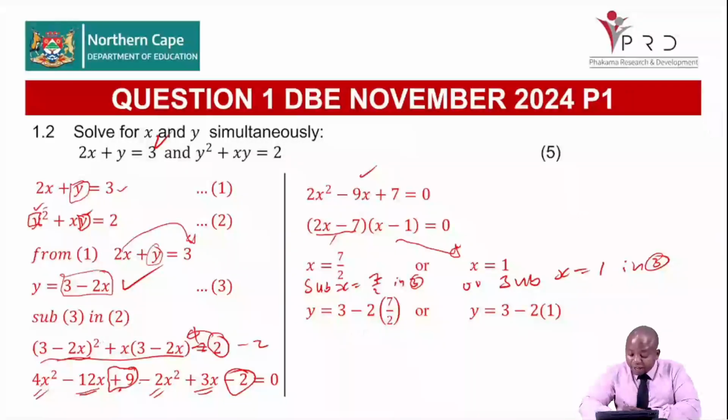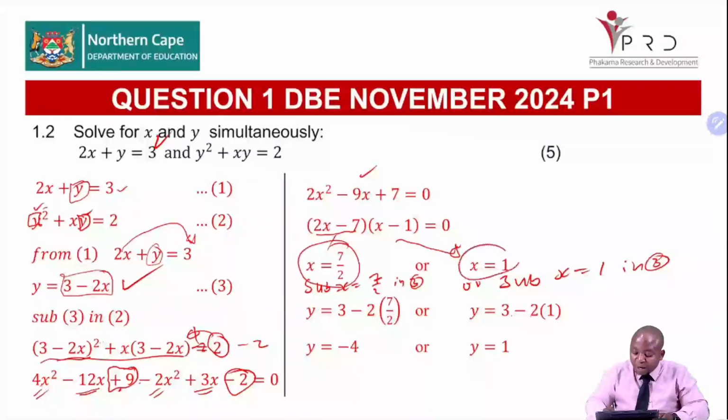Right. Then I can have my y: whenever there is x, I put in 7 over 2 in equation number 3. So I can say 3 minus 2x, where x equals 7 over 2. Then I have y equals negative 4. Or I can say y equals 3 minus 2x, x equals 1, then y equals 1. So the solutions are x equals 7 over 2, x equals 1, y equals negative 4, and y equals 1.